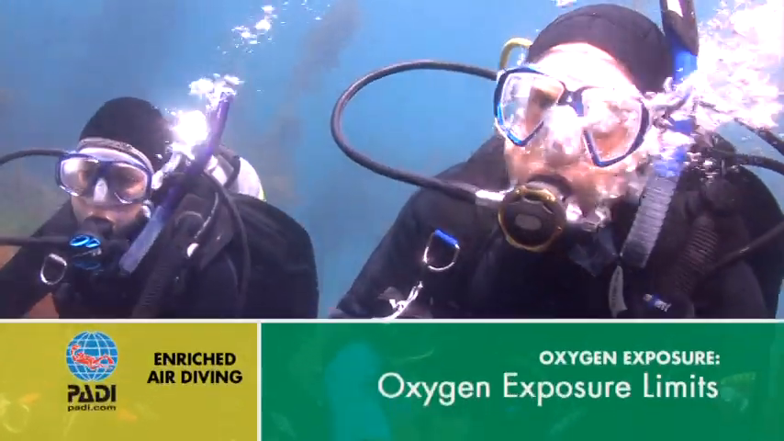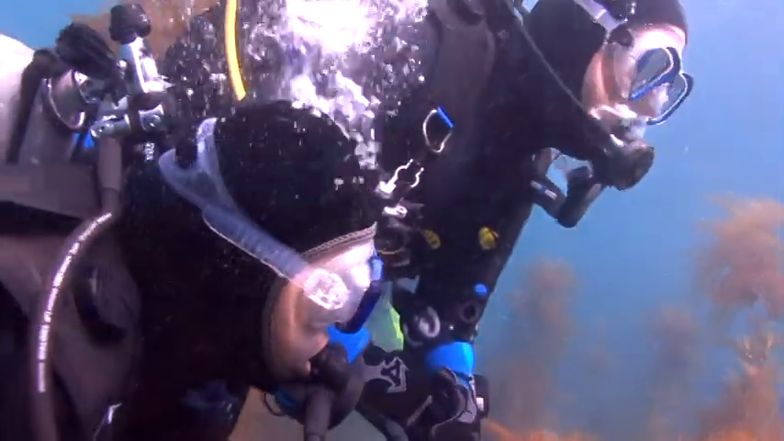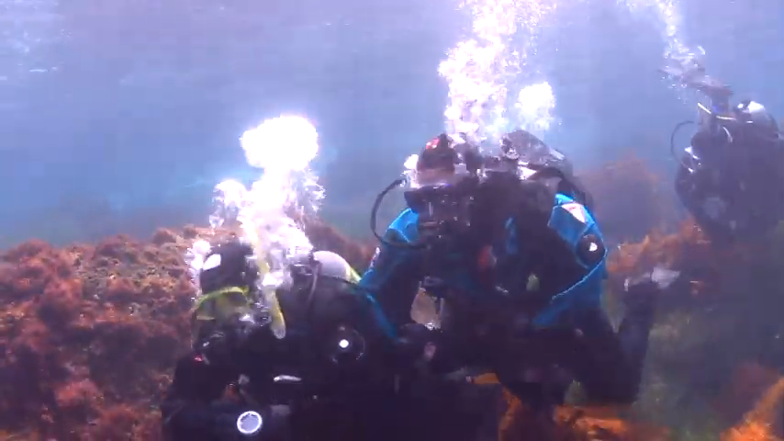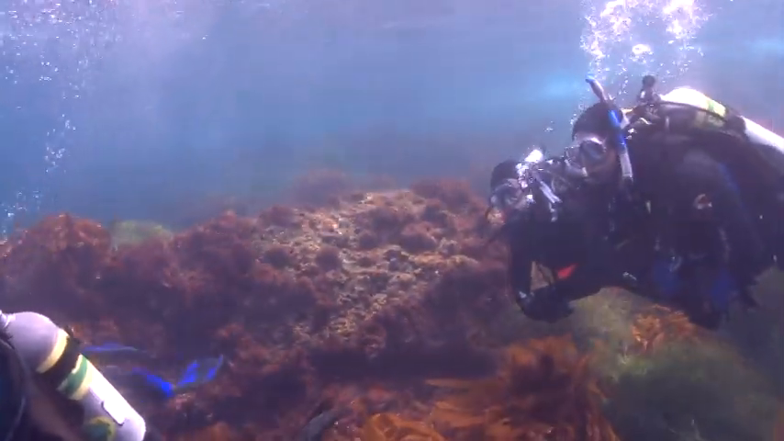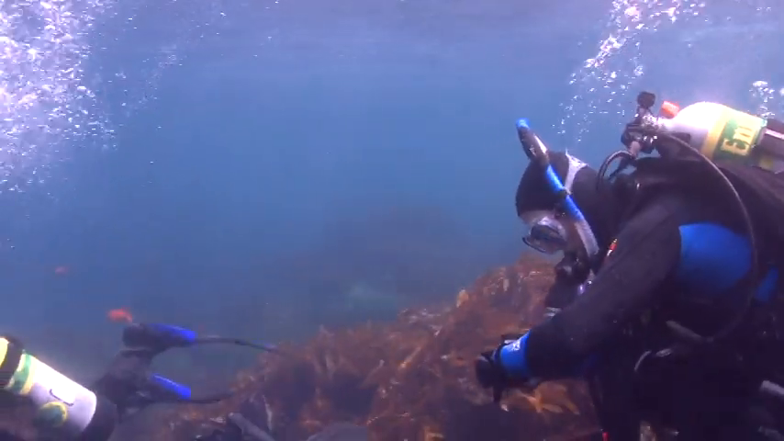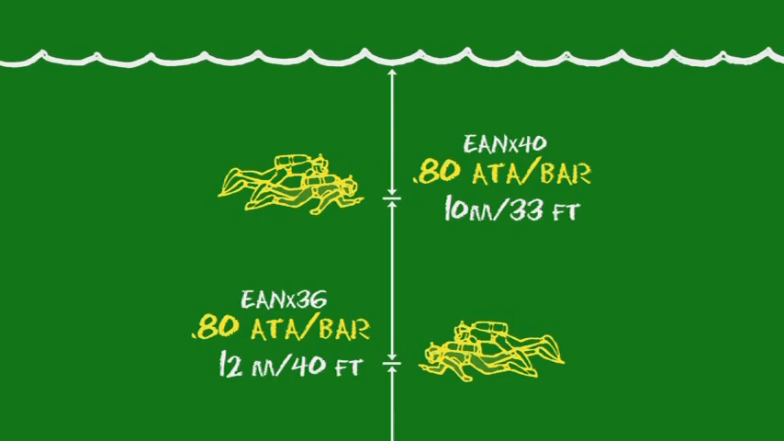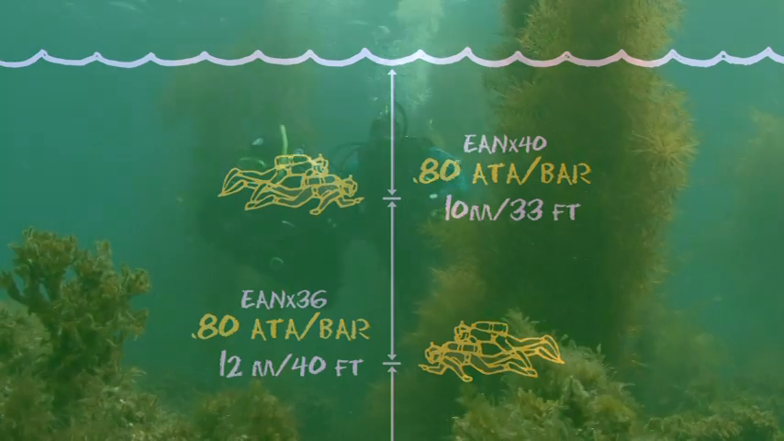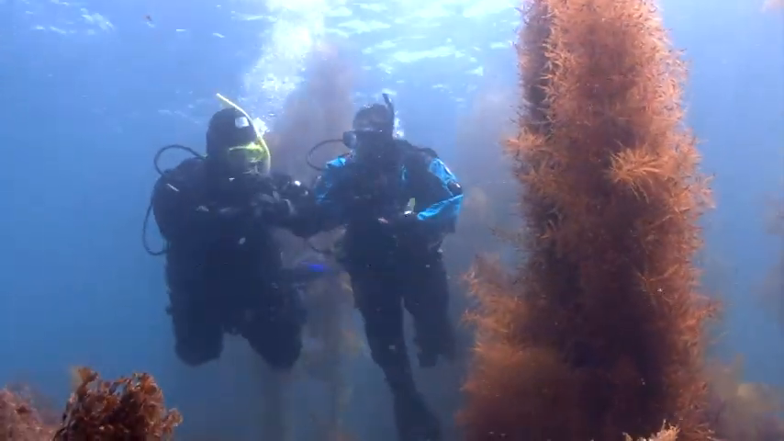Let's look at how you use oxygen partial pressures to stay within limits to avoid oxygen toxicity, which can be a serious hazard. Your enriched air dive computer tracks your oxygen exposure much as it does your exposure to nitrogen, and it's important to stay well within the limits. Oxygen exposure limits relate entirely to the oxygen partial pressure. The PO2 at 10 meters, 33 feet, using enriched air 40 is 0.80 ATA or bar. At 12 meters, 40 feet, using enriched air 36, you would have the same partial pressure. Your oxygen exposure limits would be the same for either dive, as your dive computer would show the same oxygen exposure limits.